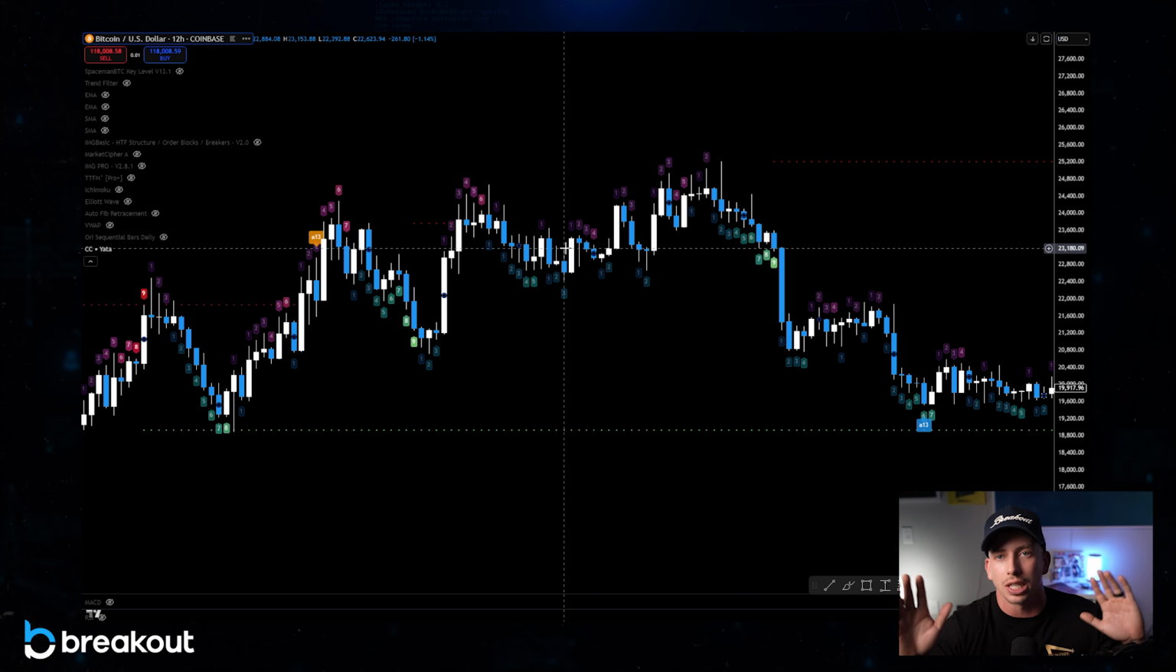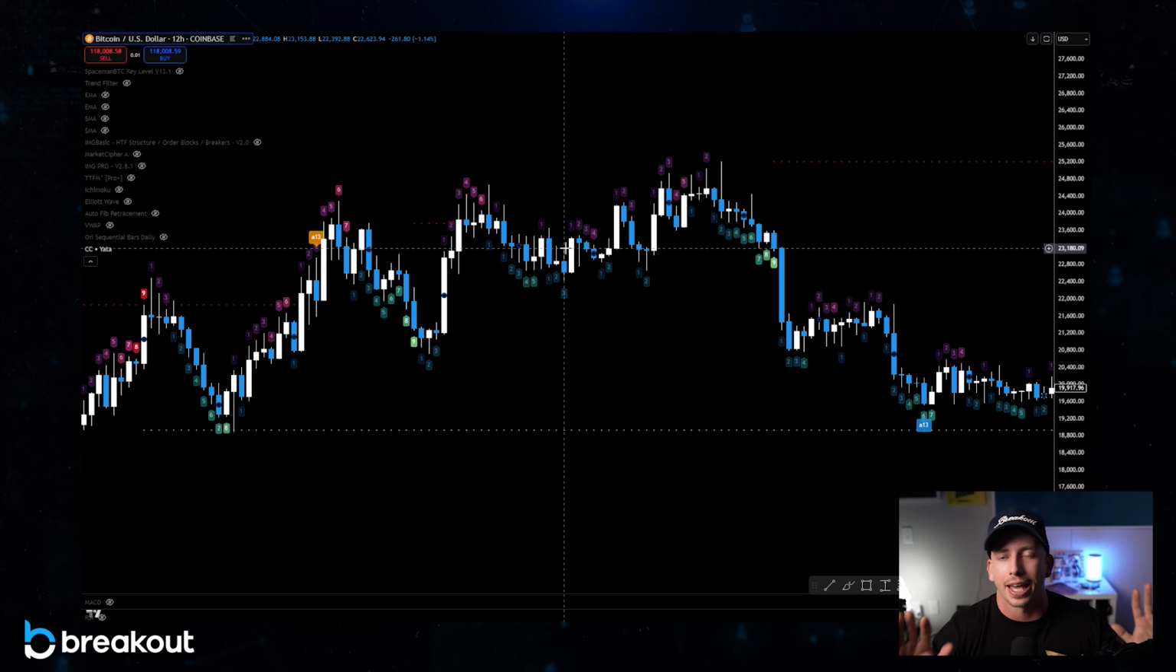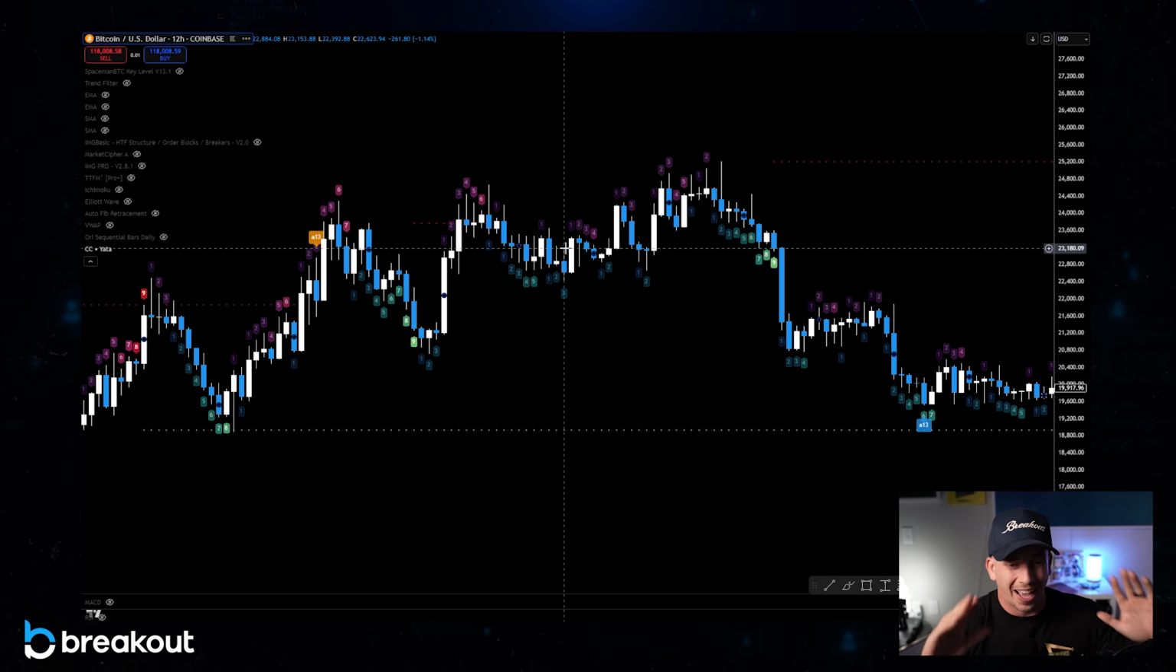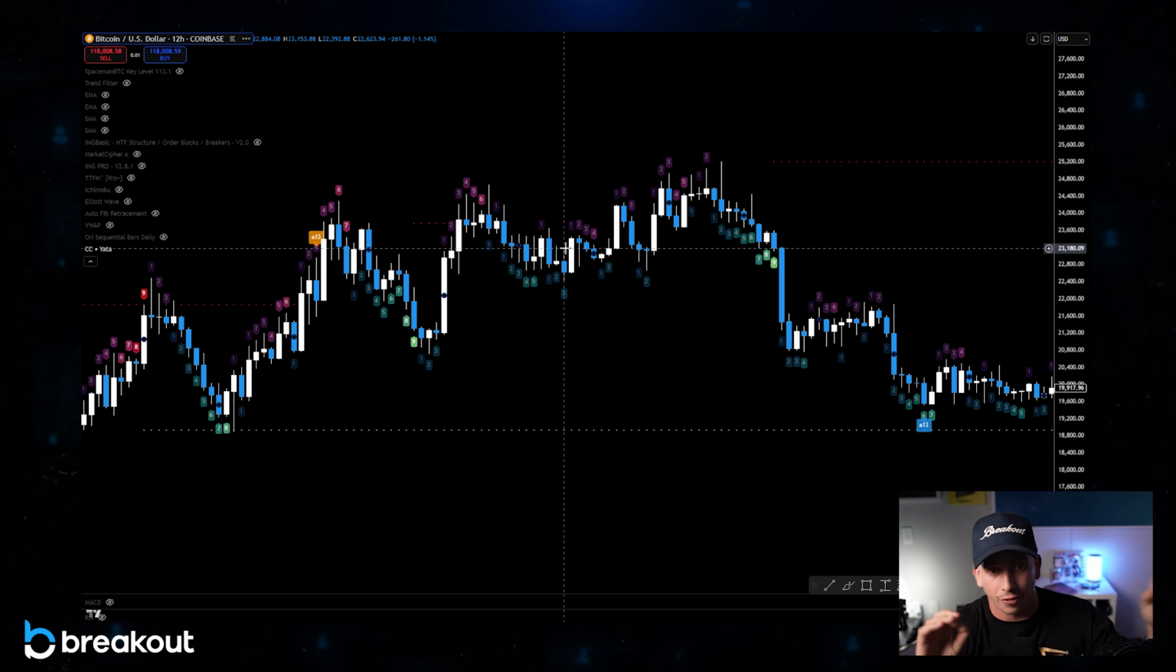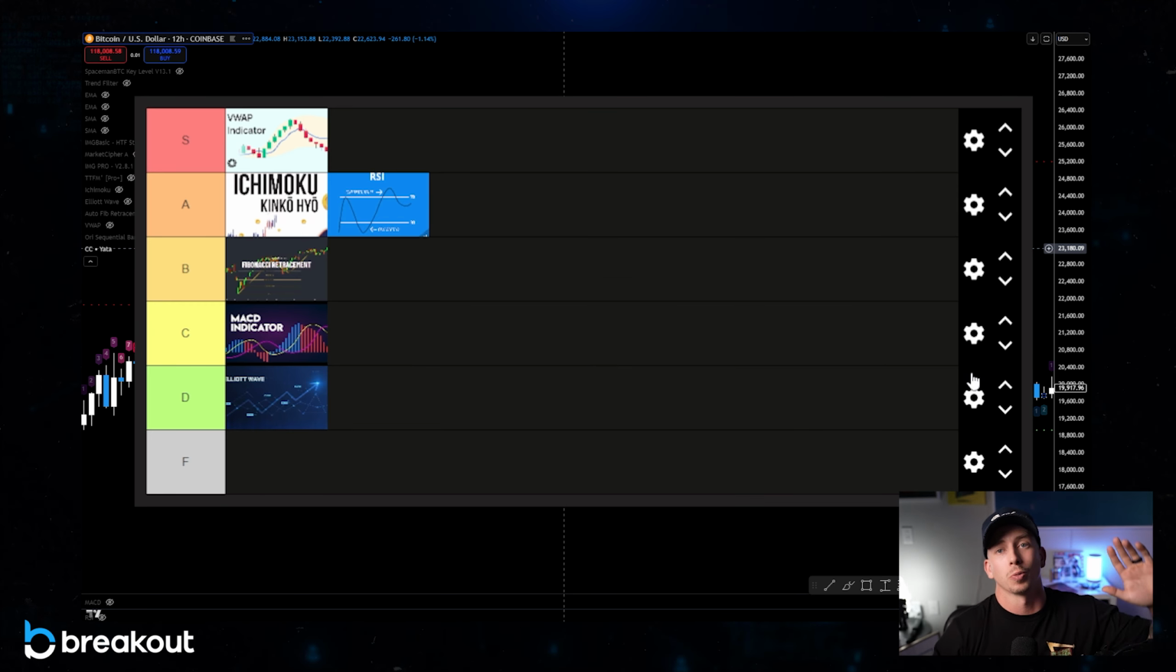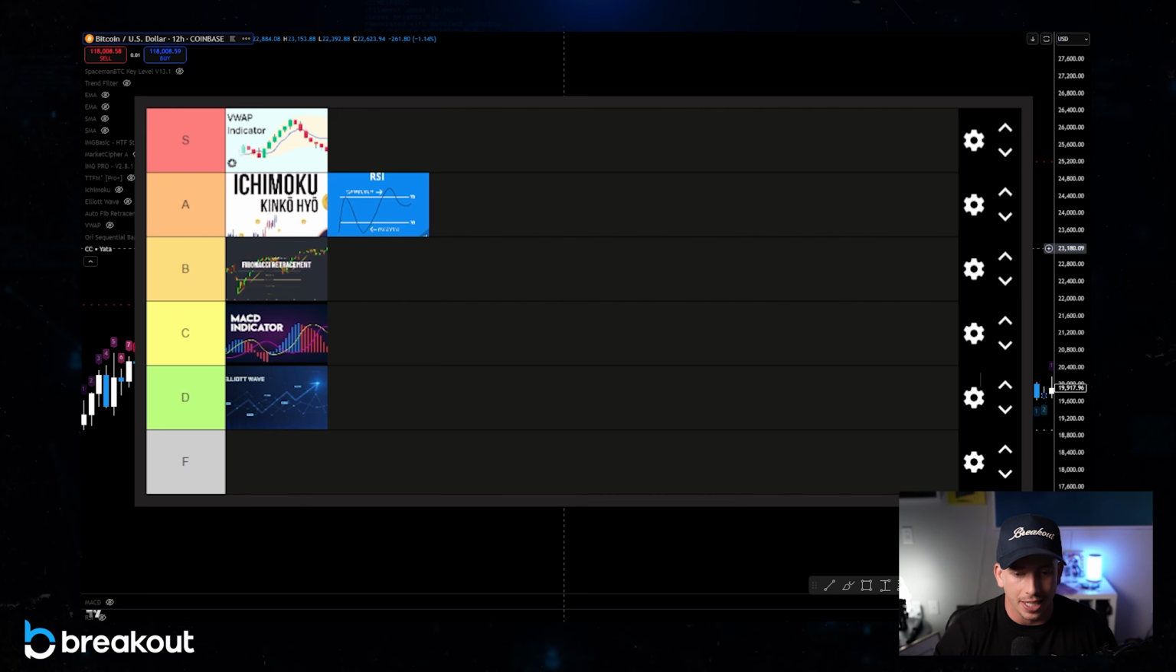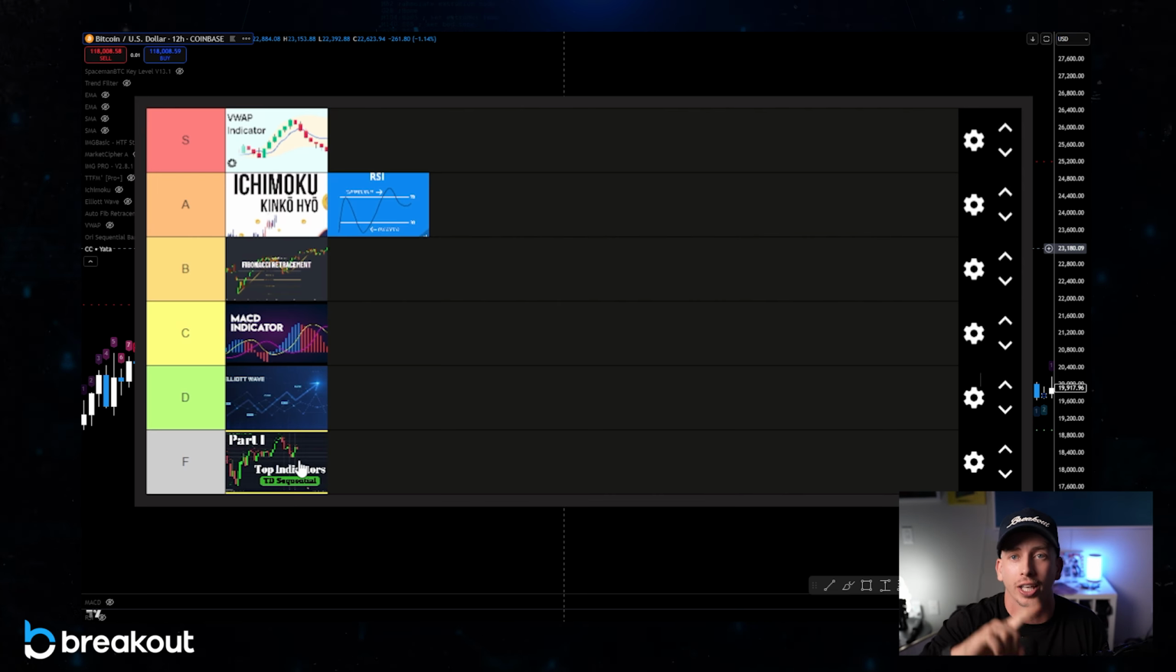If you are using the TD Sequential, I can only assume you failed math at a very young age. This indicator is stupid. How do you even reconcile for different candle counts on different time frames? I don't even know. So I'm putting this one in a new category. I'm skipping over E. We're going straight to F. TD Sequential, F for fucking stupid.